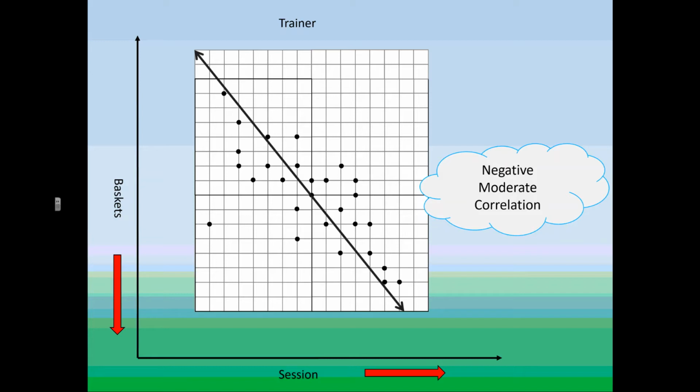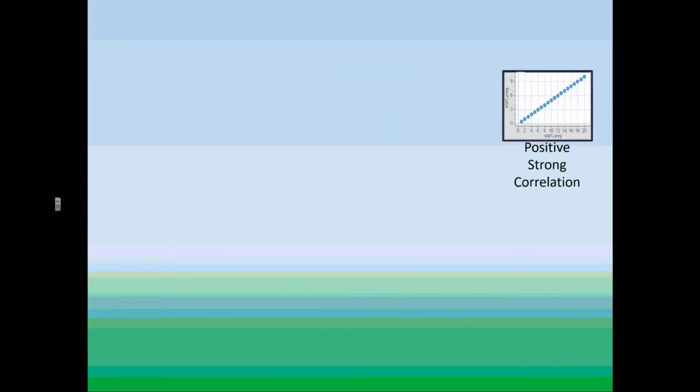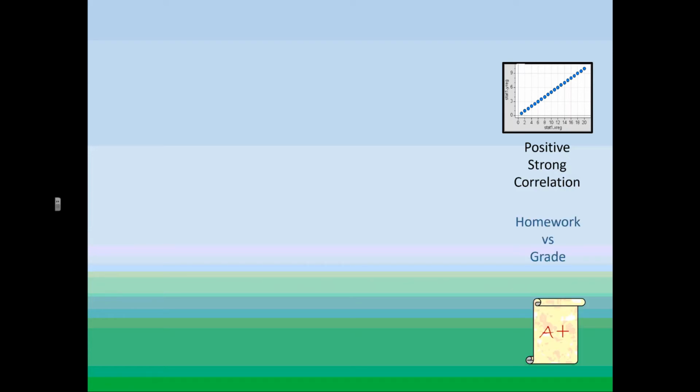So because of this, mathematicians have decided to come up with a whole big spectrum. They start with a positive strong correlation. As one goes up, the other goes up. This would mean homework versus grade. If you do almost zero homework, you're going to get a grade of almost zero. If you do all of your homework, you're going to get a fairly good grade. That would be a very strong correlation, and it would be very positive. As one goes up, the other goes up.